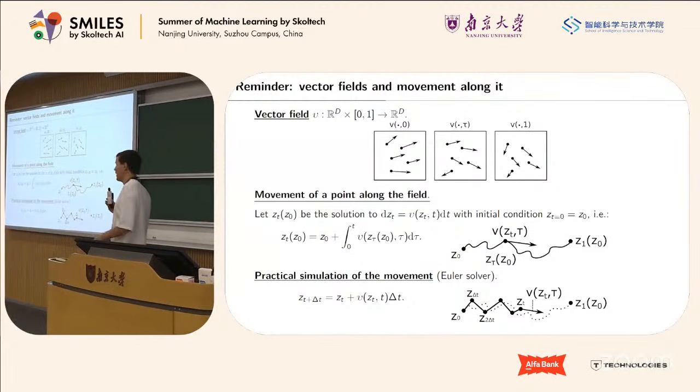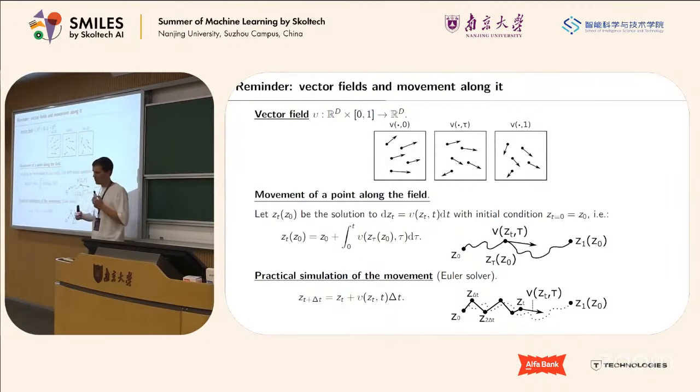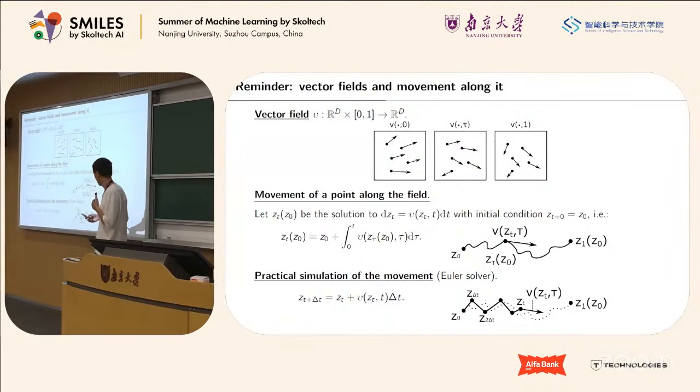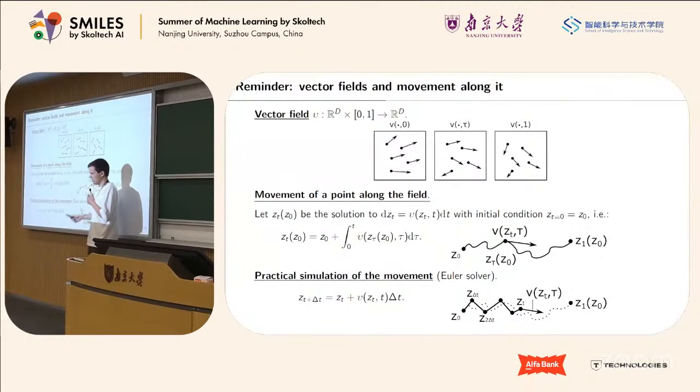Okay. So now that we recall this concept of basic vector fields, movement of a point along the vector fields, we can also define the following thing. For every initial point, say z0, we can define the point z1 as a function of z0, basically the end of the trajectory when the point moves along this vector field.